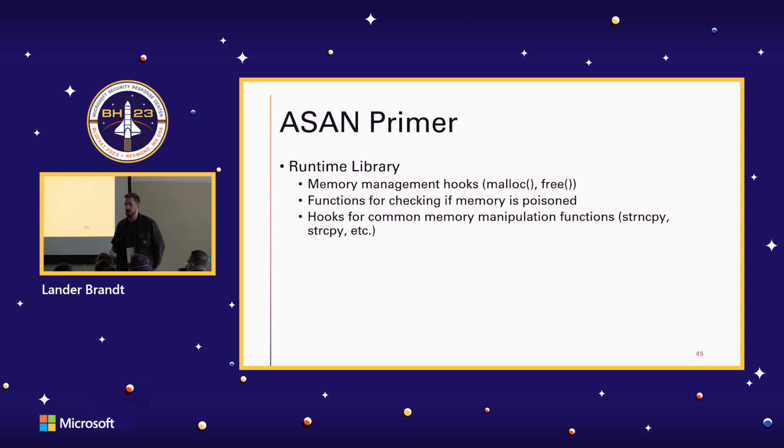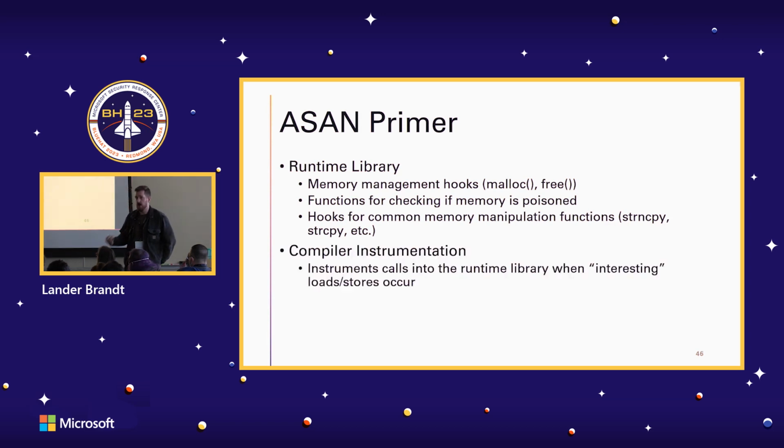It has 2 components. The first component is the runtime library, which has some memory management hooks for malloc and free. These are actually used for building the shadow mapping. Every time you make a new allocation, it's going to record the size and where the allocation is. Every time you free something, it'll mark that as freed and do cleanup state. It also has functions for checking if memory is poisoned. So when you do accesses on certain memory ranges, it's going to call into the runtime library to say, hey, can I actually read this memory? And if not, it'll dump some errors out. Finally, it has hooks for some common memory manipulation functions like string copy, memcopy, etc., for optimizations and some other internal stuff.